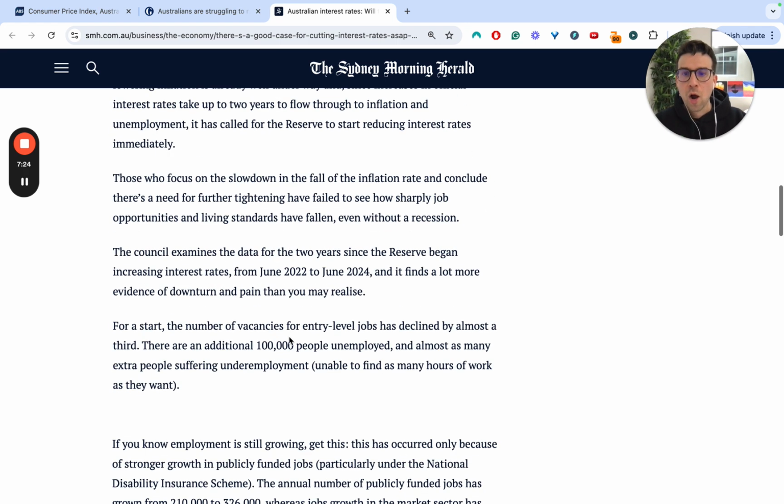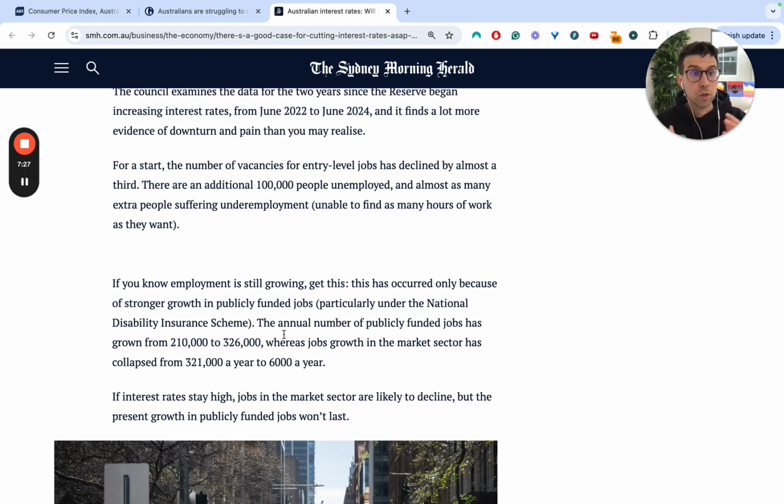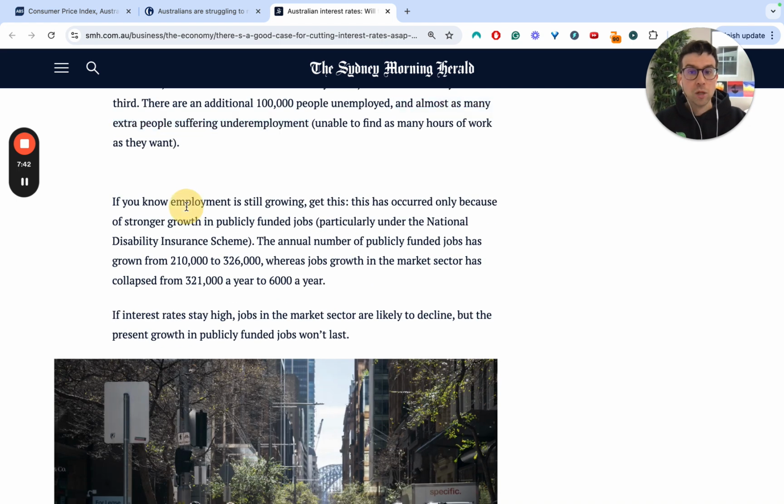And one of the things that they highlight is that, look, things are a lot worse than they look, right? And we highlighted that last week when we looked at the unemployment data as well. Okay, they identified that the number of vacancies for entry-level jobs has declined by a third. There's an additional 100,000 people unemployed and almost as many, another 100,000, that are suffering underemployment. Okay, while it looks like employment is growing, most of that is occurring in publicly funded jobs, i.e. the National Disability Insurance Scheme. And so what we're seeing here is that the market sector is struggling. It's shrinking in terms of employment, it's going backwards, and the concern there is it will potentially drive worsening income distribution. So there we have it.